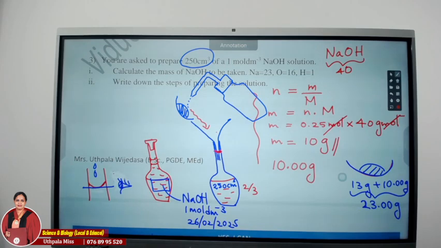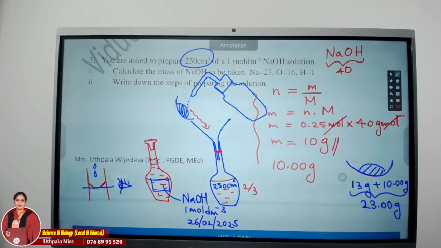After this calculation, we have to use a chemical balance to accurately measure the weight of sodium chloride. Here is a complete list of equipment that we need to carry out this experiment. We need a volumetric flask, wash bottle, watch glass, chemical balance, funnel, and the chemical sodium chloride. Let's see the steps of preparation of the standard solution of sodium chloride.